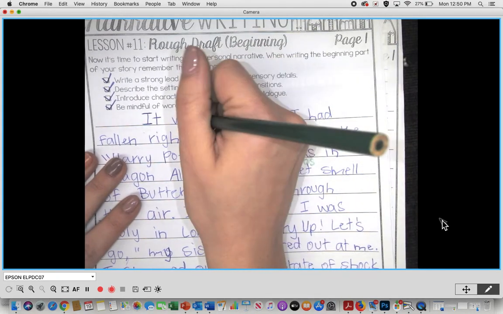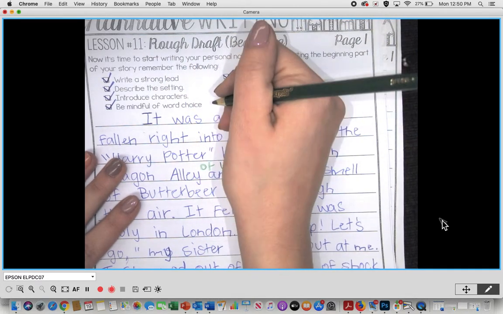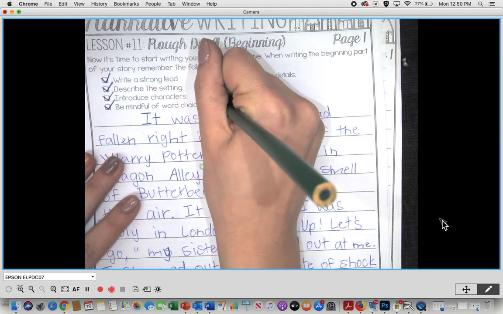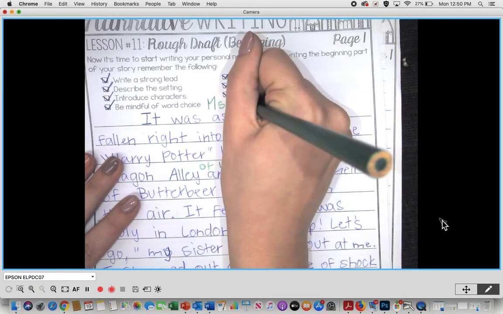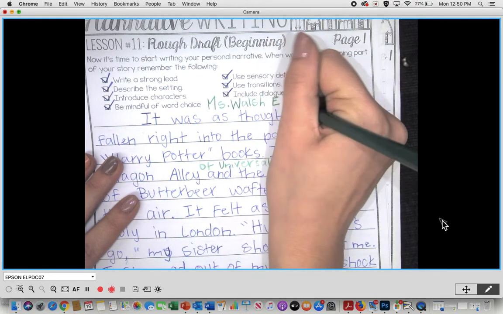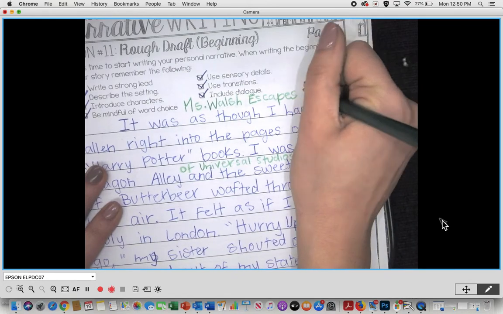And because I didn't make enough space up here at the top, I'm going to go ahead and change that. And I'm going to go ahead and write my title. Miss Walsh escapes Gringotts.